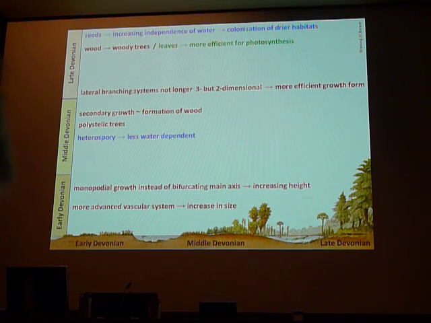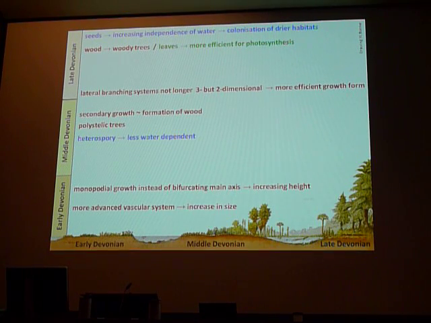dependent on humid habitats. We have progymnosperm trees since the Middle Devonian. They had no leaves. Secondary growth, formation of wood, and then lateral branches were more or less flattened, planated. That's a much more efficient growth form, and trees became a little bit more like we know them today.